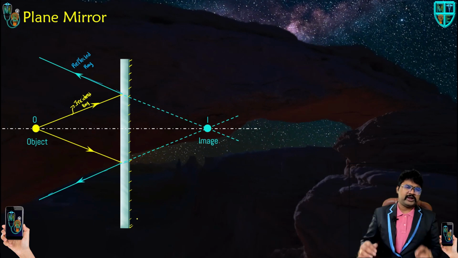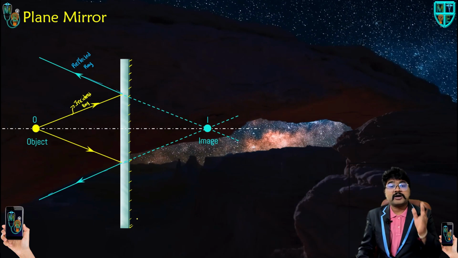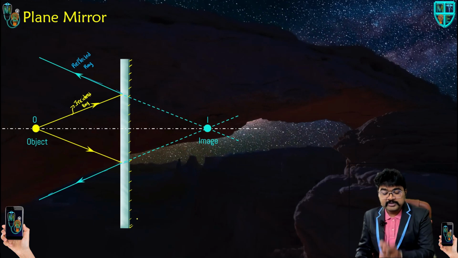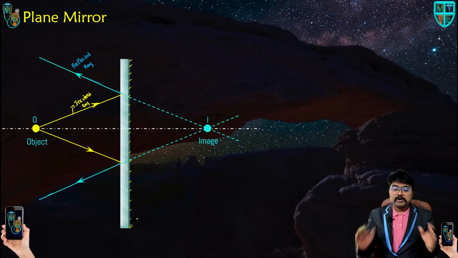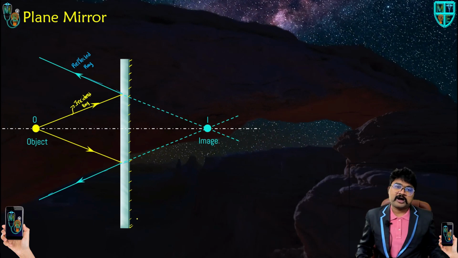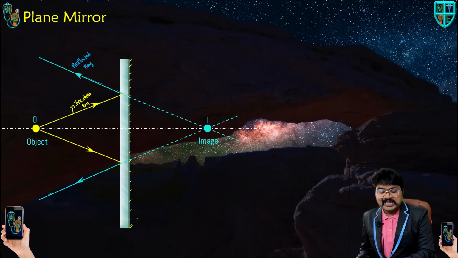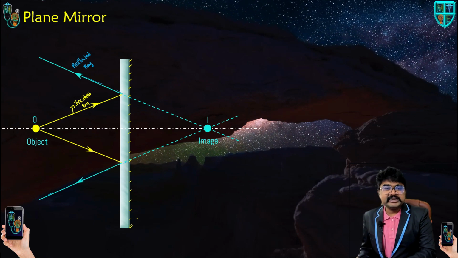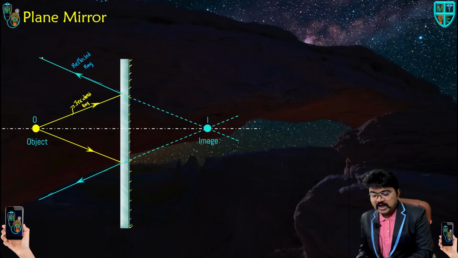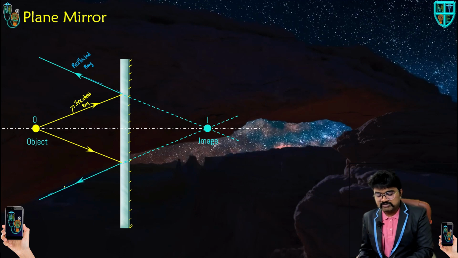Now we need to calculate the perpendicular distance from the mirror to the object and the perpendicular distance from the mirror to the image. Both are exactly the same. That we need to prove in upcoming slides. Understood now? Here it is the object. A ray is coming from the object and is incident on the mirror. This is the incident ray. Then this would be reflected, and one more incident ray is incident on the mirror. Then it will be reflected.